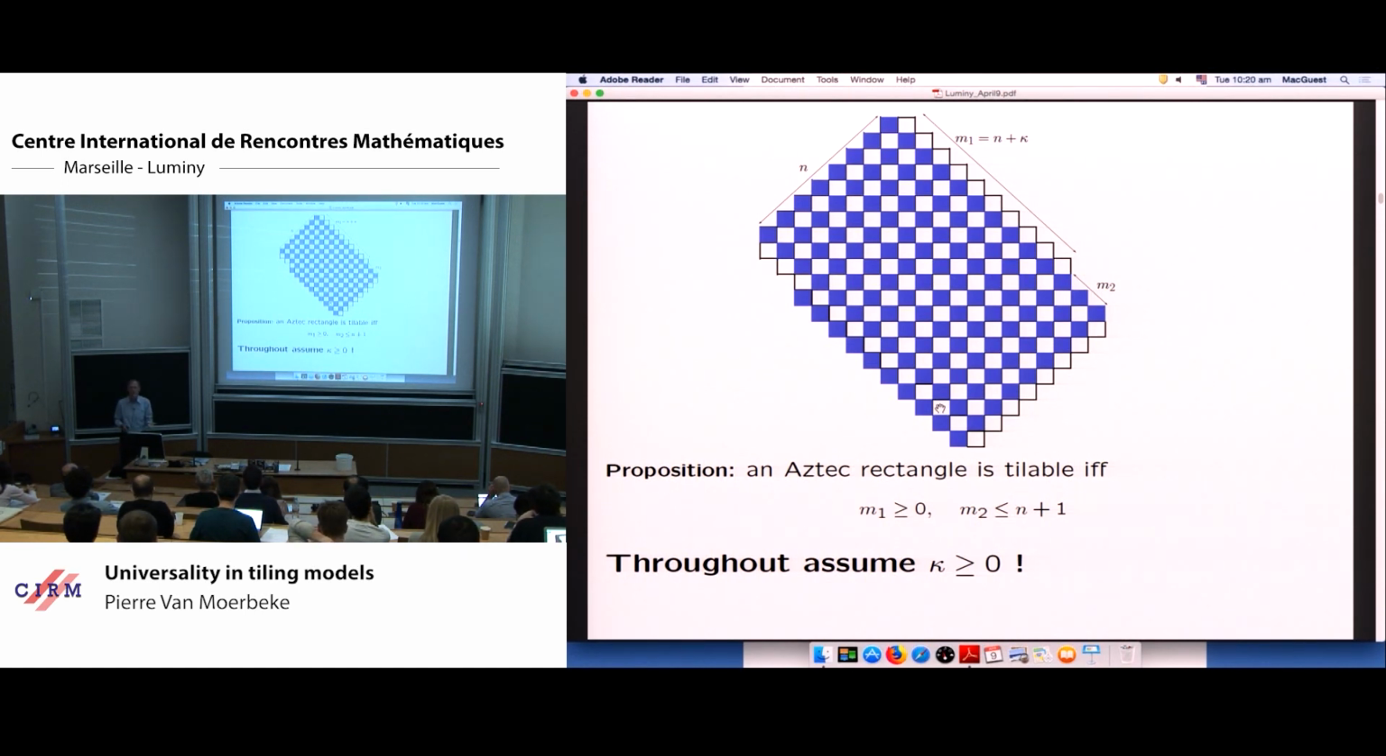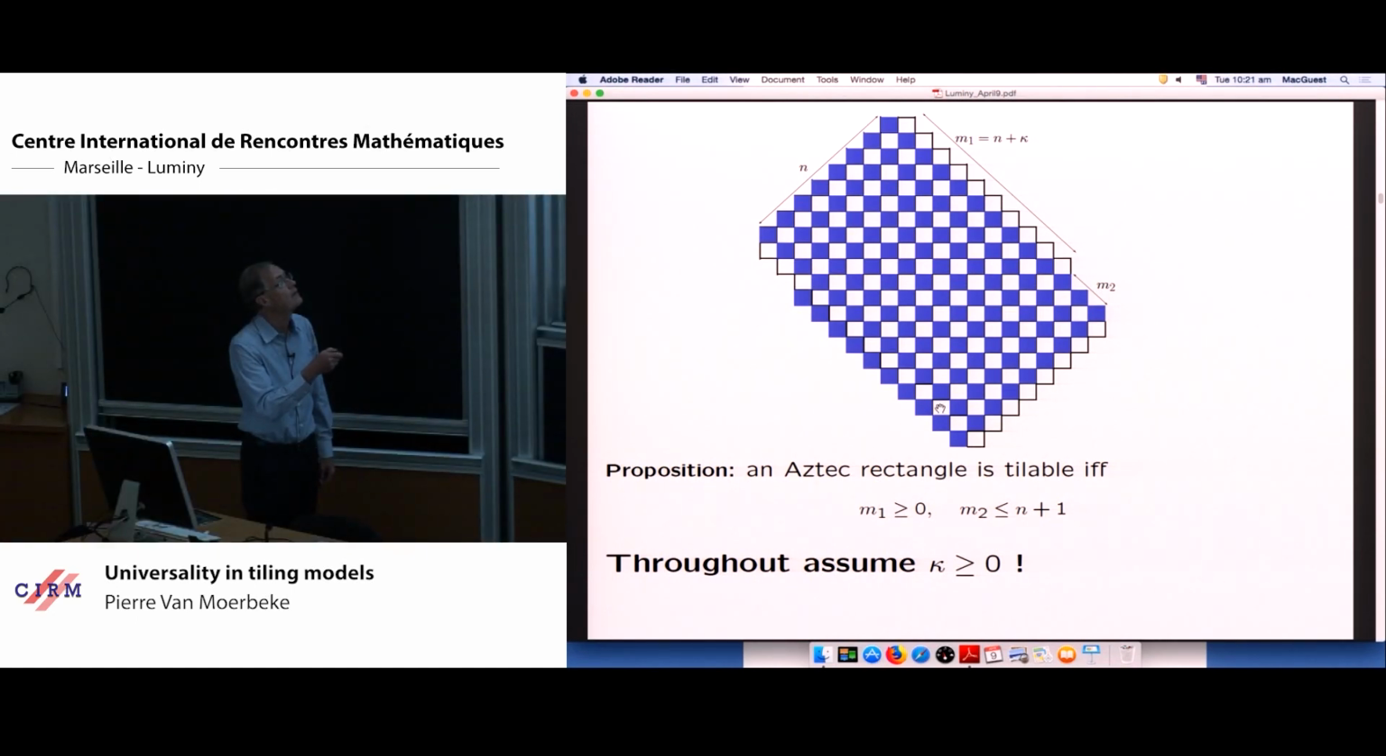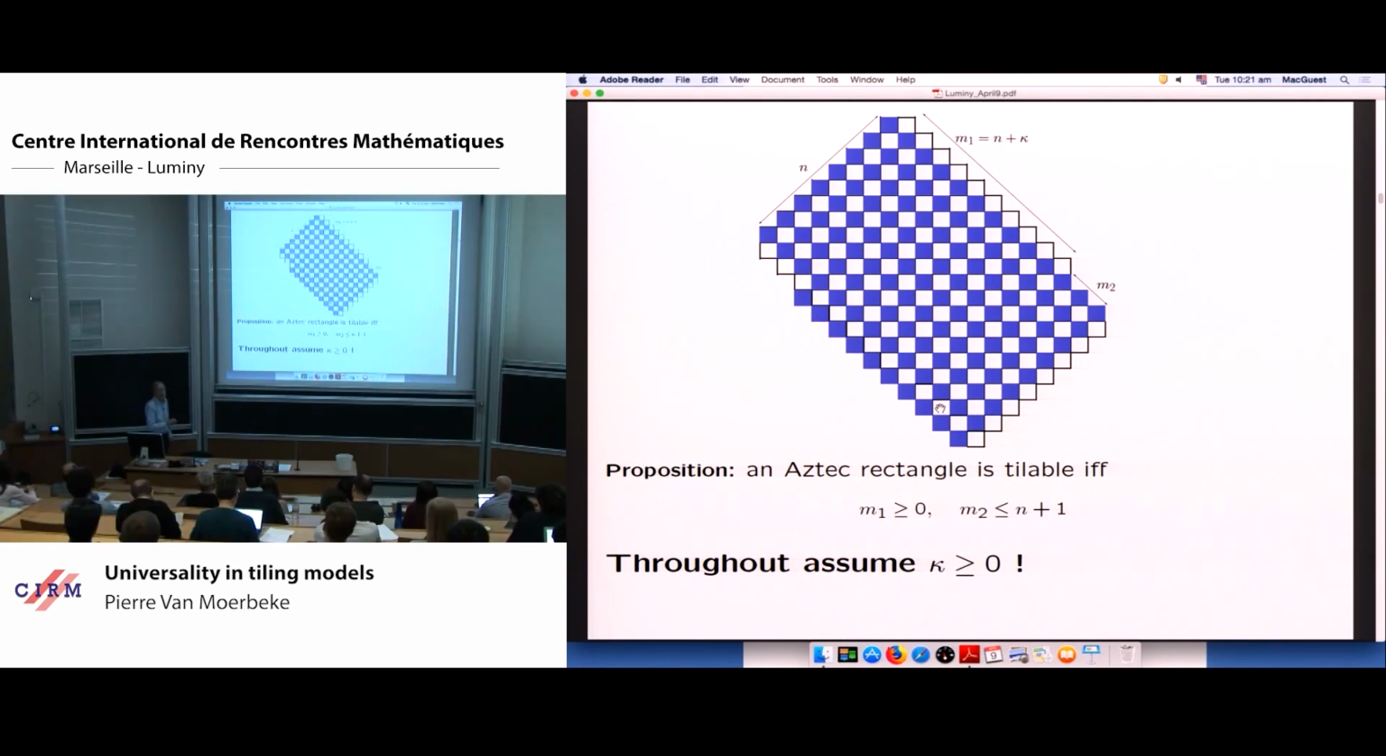It looks like it's a complicated matter. You have to start doing that. But in fact, when you use the corresponding non-intersecting paths, it's very easy. It's very easy to show that. Now, throughout, assume that this kappa is positive. That is to say that this side here is larger than n. The situation is slightly different when this side is shorter than this. But that's a different story. So let me not talk about that now.